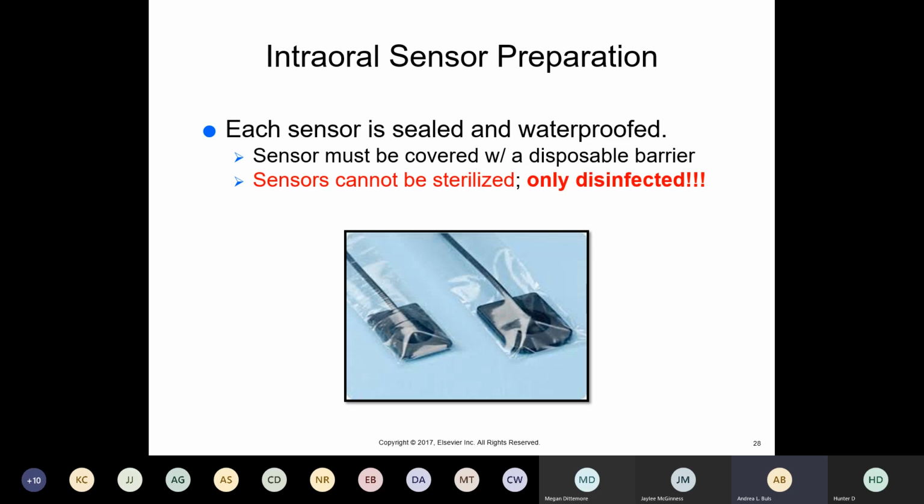Since that happened, that was my bad because I didn't make that super, super clear. So I make sure that I make it super, super clear because like I told you, those are very expensive little sensors. And if you put them into the autoclave, they're done.